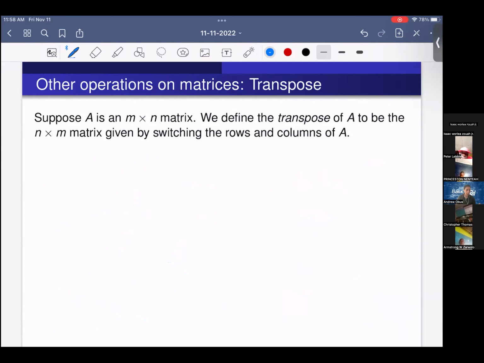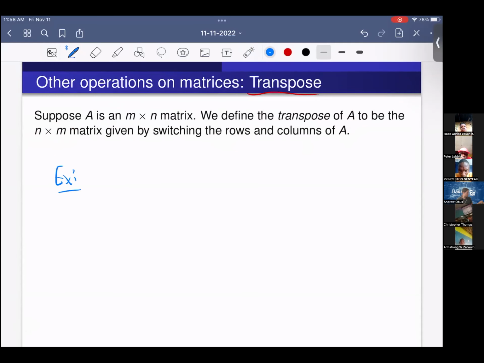So let me do one other matrix operation that we're not actually going to use very much, but since people see it, it's something that's good to see. So this is called the transpose of a matrix. So if we have a matrix A that's an m by n matrix, we define the transpose to be an n by m matrix. So you switch the rows and the columns, and it's given by switching the rows and the columns of A.